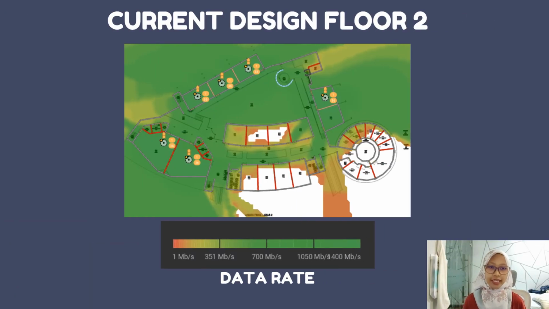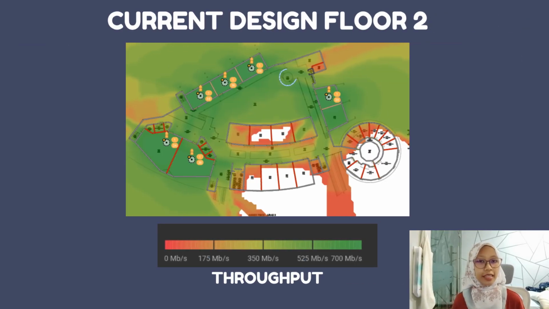And then for the data rate, the current design shows mostly green areas, meaning that several areas can achieve good data transmission rates. However, some areas near the edge and lower part of the floor still show lower data rate. This means that users in those locations may experience lower connection performance. And then for the throughput for the current design of floor 2, it shows the throughput in some covered areas, but there are still yellow and orange areas where the data transmission performs weaker. This means that the current design may not provide consistent performance for all users on floor 2.